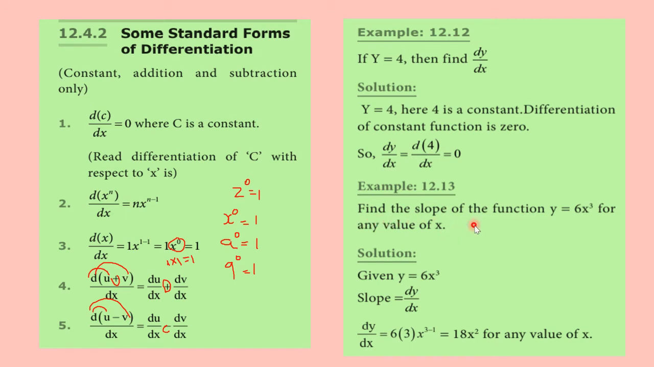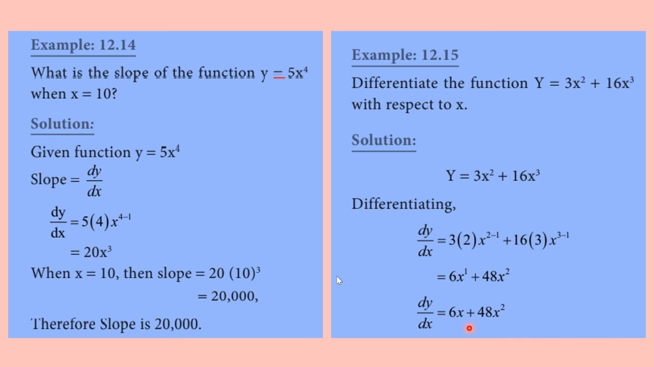They just said find the slope of the function y is equal to 6x power 3 for any value of x. So you just wrote it as 18x square for any value of x. But here the value of x is given. So how do you find the answer? The given function is y is equal to 5x power of 4. So we have to find the slope. How do you determine the slope? To determine the slope, we have to differentiate the given equation.